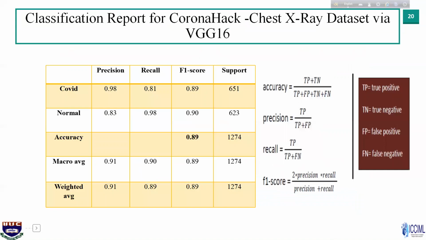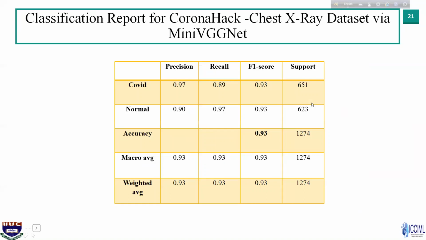Here is a classification report for the Corner chest X-ray dataset via VGG16, where precision for COVID is 98% and for normal is 83%, and final accuracy is 89%. Here is a classification report for our dataset via MiniViTNet, where precision for COVID is 97% and for normal is 90%, and the final accuracy is 93%, which is higher than VGG16.